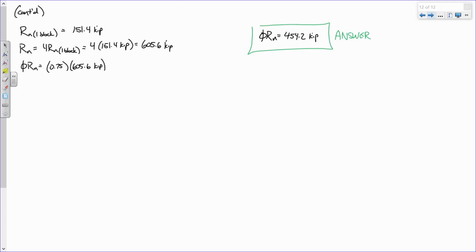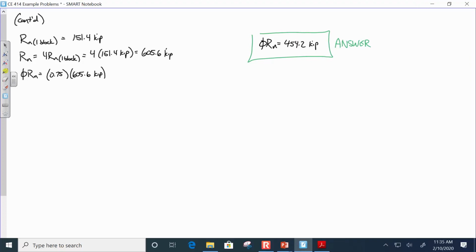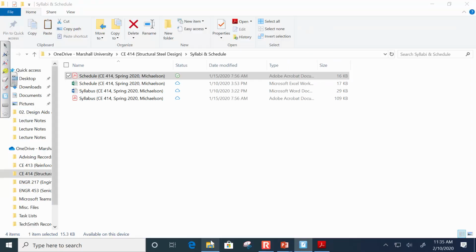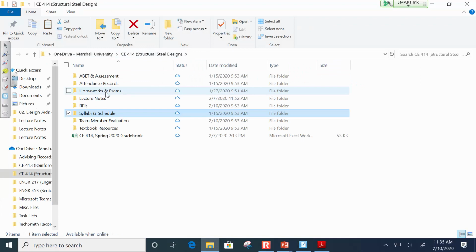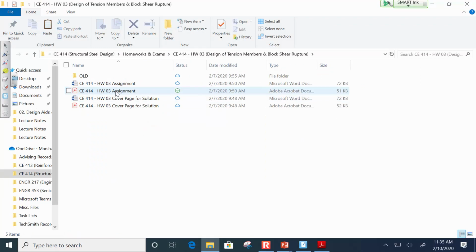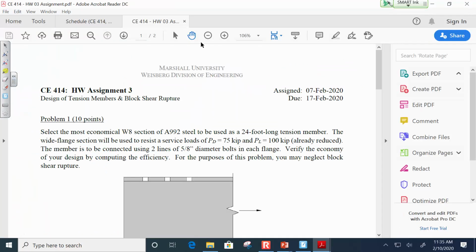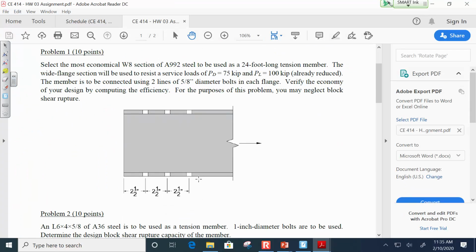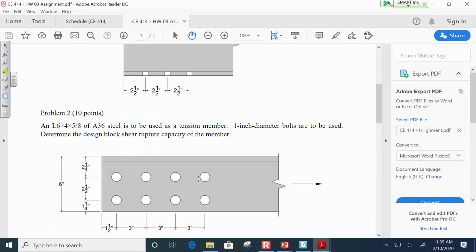So on your homework assignment, let me pull that up real quick so that everybody's sort of on the same page with that. Here's homework three. So problem number one, you just have to do a design, and you can ignore block shear. I'm not worried about block shear on problem number one. Problem number two, all I want you to do is look at this angle and tell me what its block shear capacity is, okay? And I have a point I'm going to make about this, and hopefully you'll read between the lines on that.